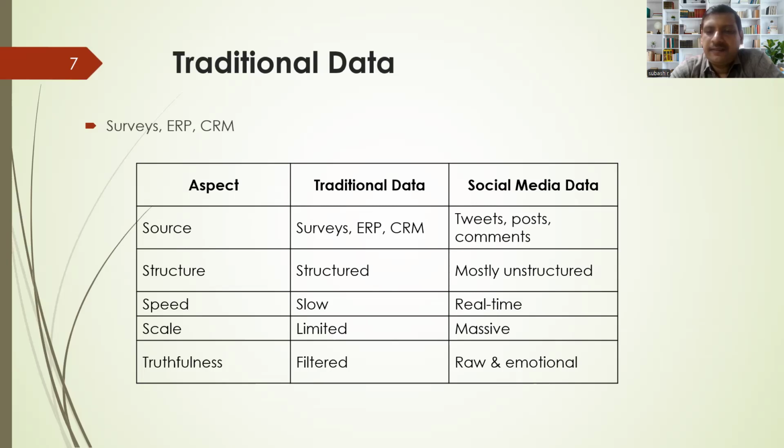Speed: traditional data takes some time delay, it is a slow step-by-step process, but social media data is real time. If something is happening instantly, I can know the statistics. That is the real-time aspect. Scale: traditional data is limited in scale, but social media data is massive. Traditional data is filtered, but social media data is raw and emotional. In traditional data, I can filter and present it to my higher authorities. But here it is raw information, whatever is coming there, and it is emotional and connected. This comparative study will give you a clear-cut idea about the difference between traditional data and social data platforms.